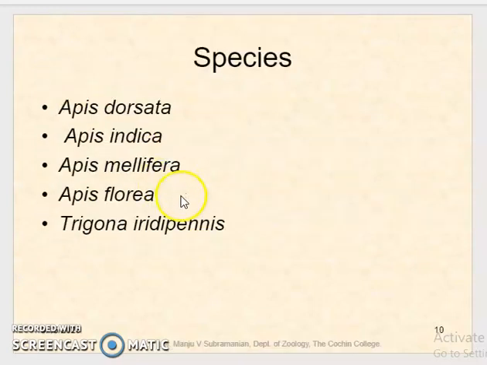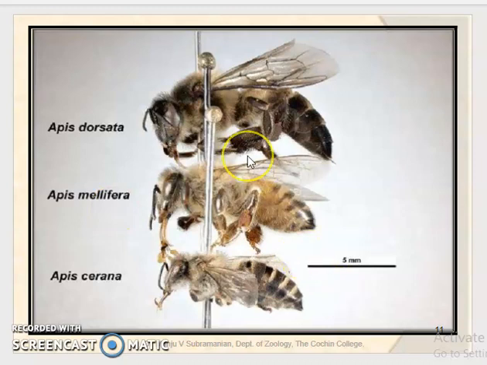And there are different species of honeybees. There is Apis dorsata, Apis mellifera, Apis indica, Apis florea, and Trigona independens. These are the 5 different species of honeybees which are used in apiculture, and these species differ greatly in their size. You can see that the big one is Apis dorsata, Apis mellifera is smaller than that of Apis dorsata, and the smallest is Apis serena.